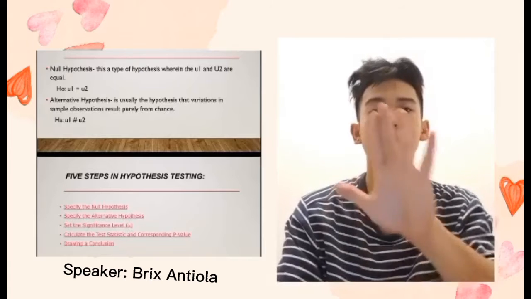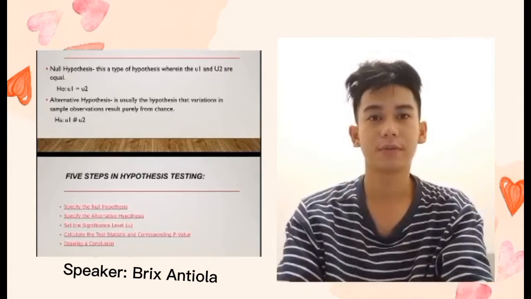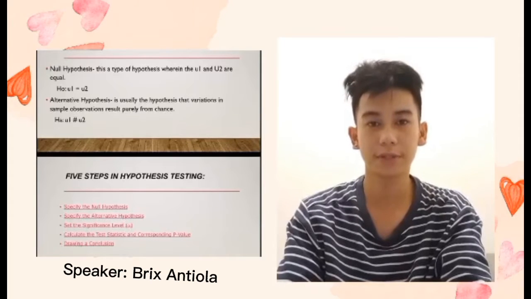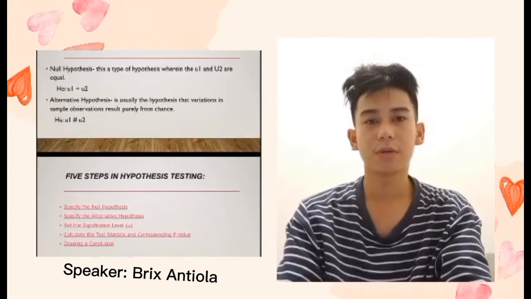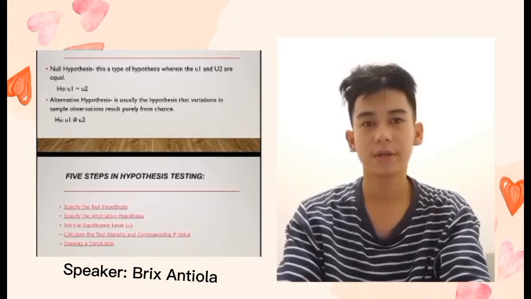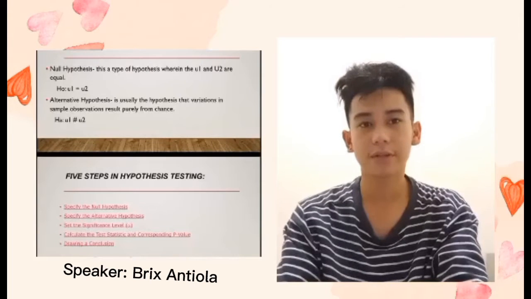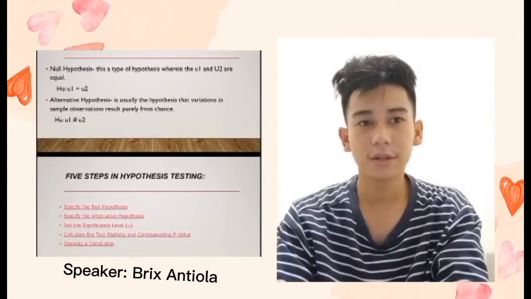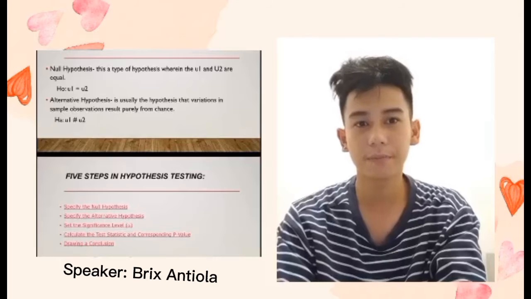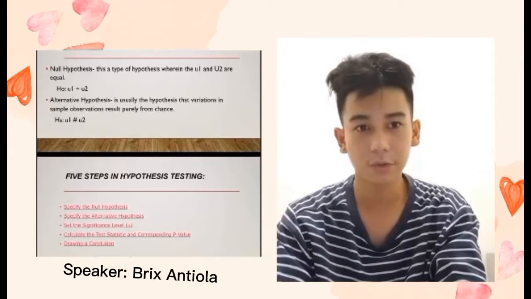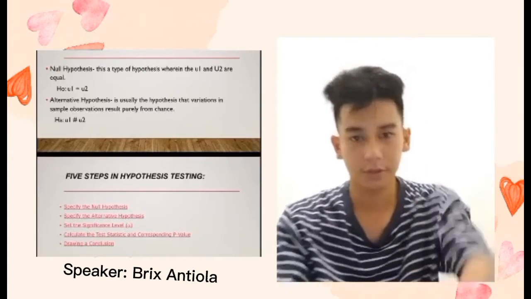And here are the 5 steps in hypothesis testing. Number 1 is specify the null hypothesis. Second one is to specify the alternative hypothesis and set the significance level. Calculate the test statistic and corresponding p-value. And lastly, drawing a conclusion.